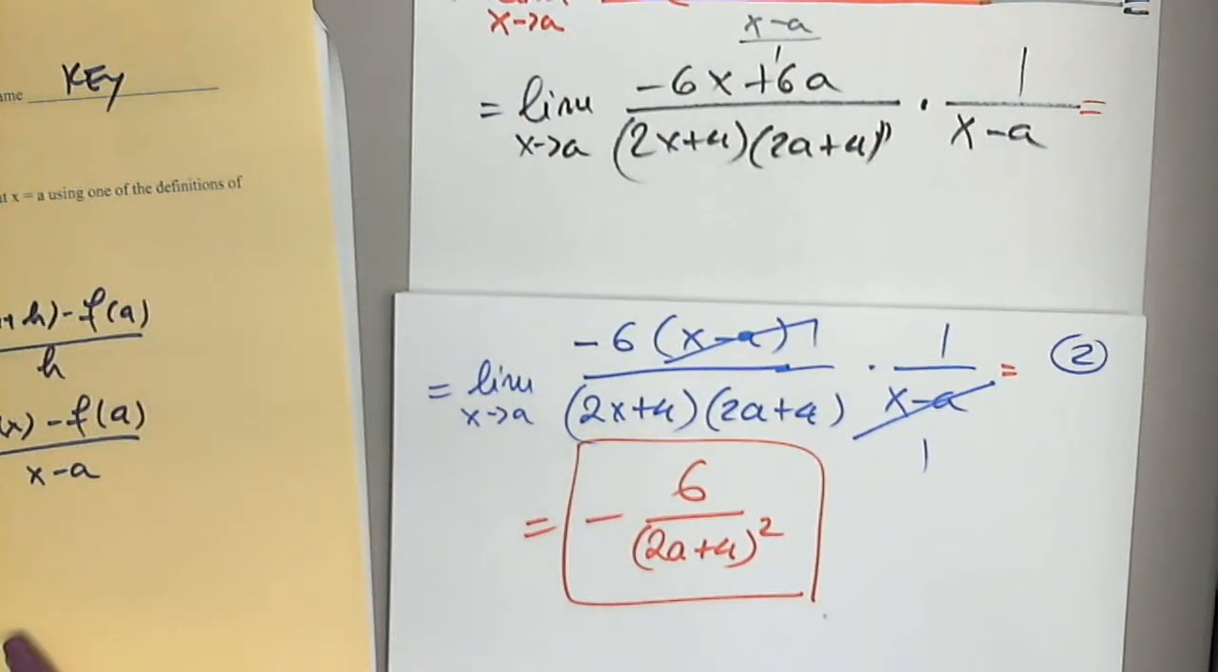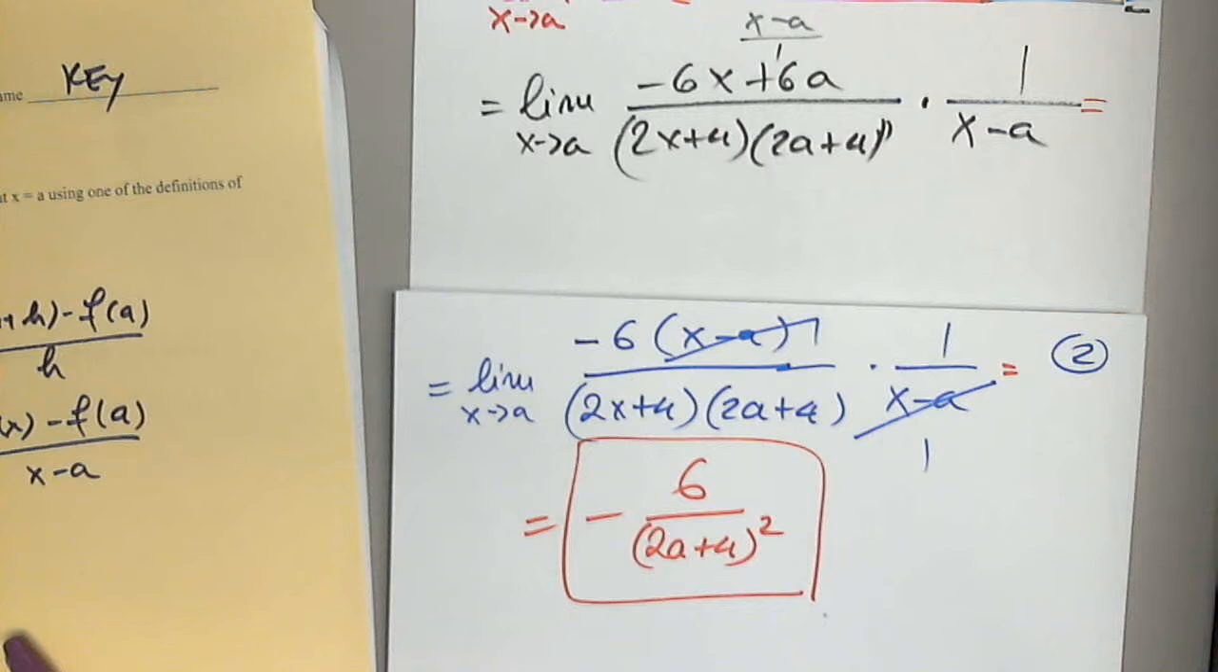I had 6a minus 6x. I took out the 6, and I had 6 times a minus x. You cannot simplify a minus x with x minus a. You have to have everything in descending order and no negative leading coefficient. You cannot simplify a minus x with x minus a. Oh, yeah, makes sense. I know.